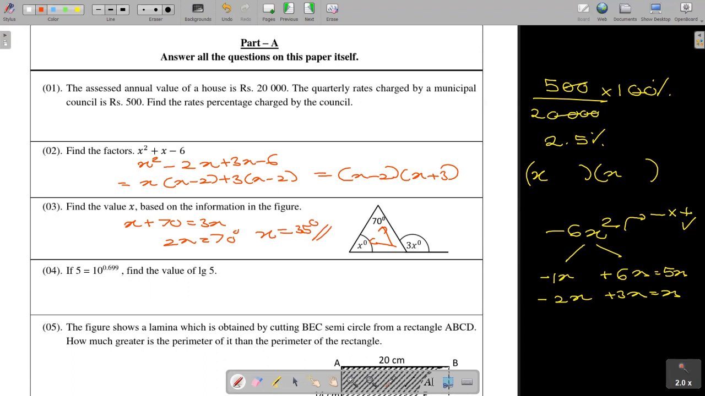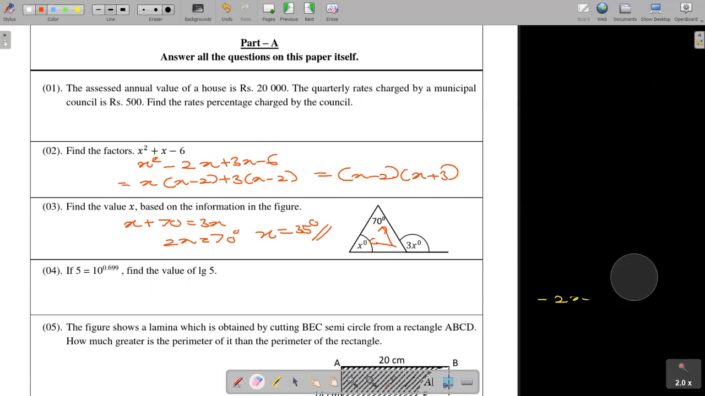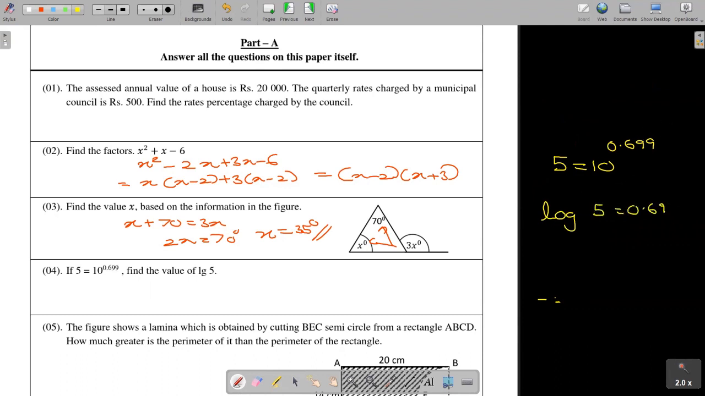So they have given the value of 5 in index notation. So this is the number. The logarithm of a number is equal to the index. Index is here. You can write the base. log 10 you can simplify as lg. So the answer is 0.699.